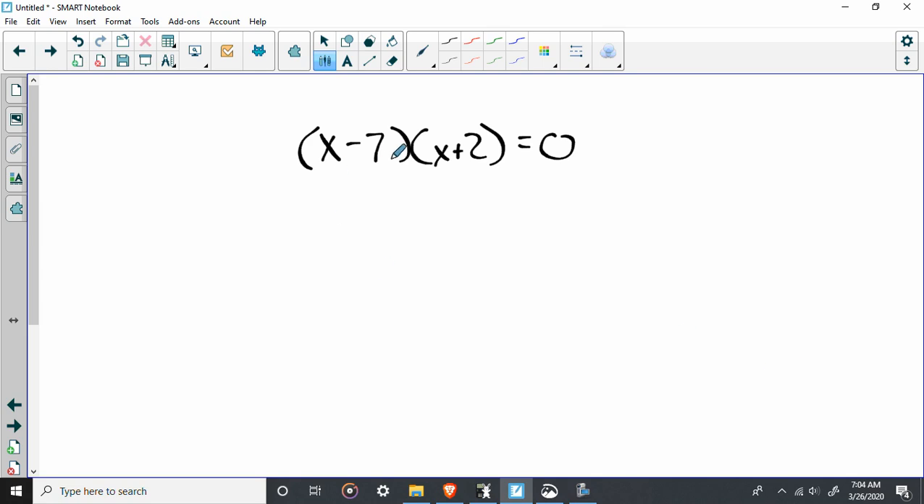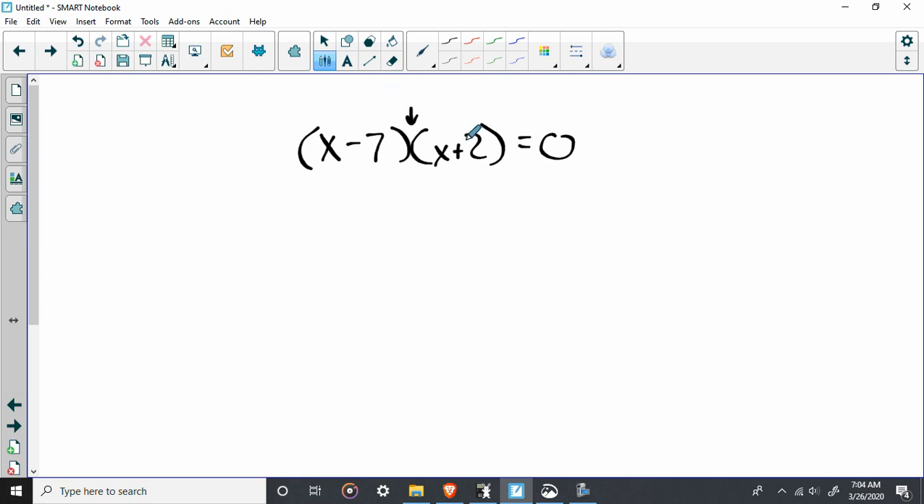Okay, this is what we were doing. We were factoring and we were getting into this form. Well, I've got two numbers and they're multiplied by each other and their product is 0. So if their product is 0, and this is multiplication, right? There's no symbol in there, so this is multiplication. One of these or both of them have to be 0.